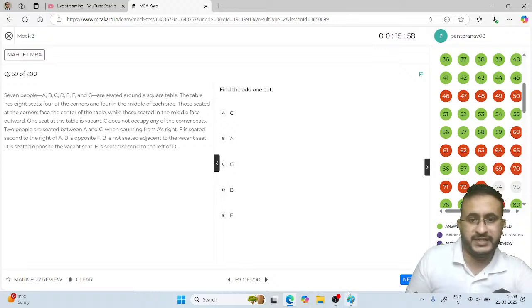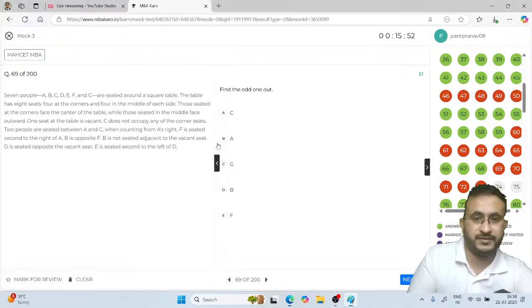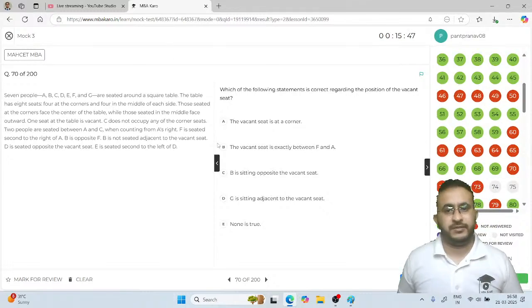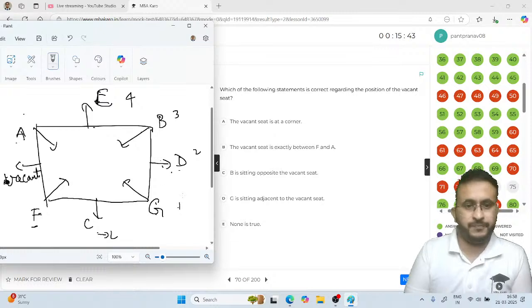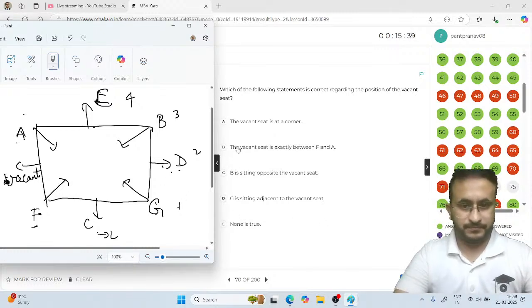Odd one out: C, A, G, B, F. A, B, F, G. C is facing outside and at the corner center of the space. Vacant seat. Vacant seat is at the corner. No. Vacant seat is between F and A.